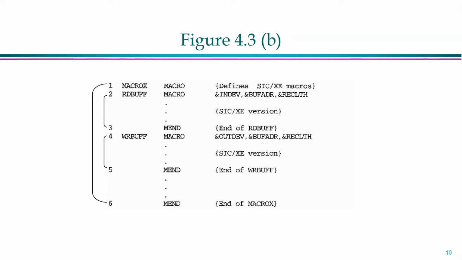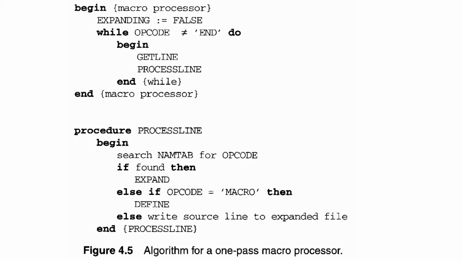So here is another example: macro X, read buffer, write buffer. This is an example of a macro inside another macro. Now we will go to the algorithms. The algorithm is for the macroprocessor.